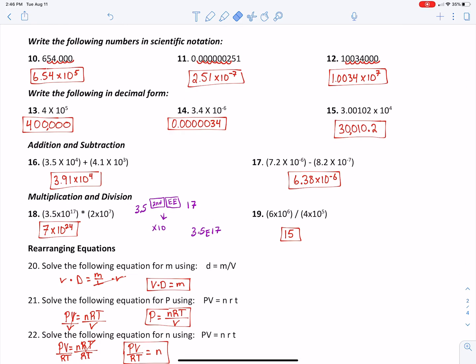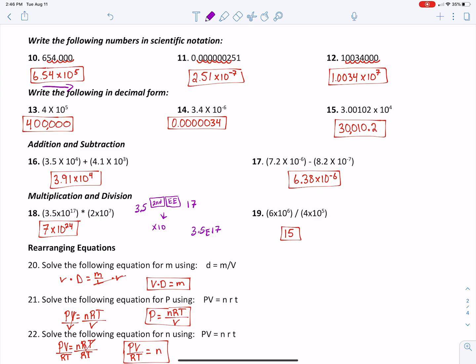Doing some scientific and standard notation. These are extremely important. This 654,000. This decimal is moving that direction to make that 6.54. So if I take that 6.54 times 10 to the 5th, and I want to change it back into 654,000, I would need to move that decimal back this way 5 times. That's why it's a positive 5. Notice this number right here was 0.000. It's way small. It's smaller than 1. So if I want to turn this number back into that 0.000 number, I would need to move the decimal that direction. That's why it's negative 7.